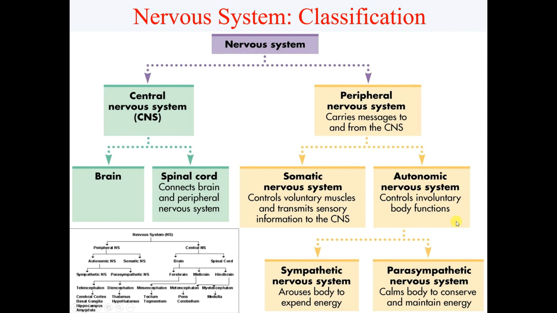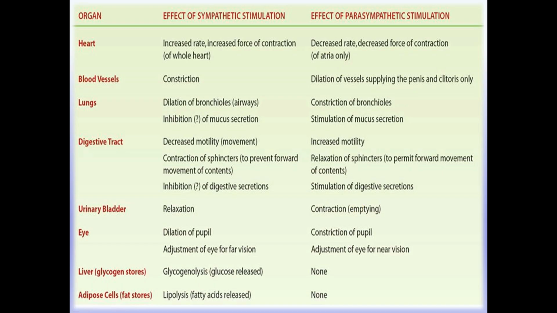And autonomic nervous system itself is subdivided into sympathetic nervous system, which arouses body to expend energy, and parasympathetic nervous system, which calms body to conserve and maintain energy. Today we will talk about sympathetic nervous system. And also I would like to remind you the effects of stimulation of sympathetic and parasympathetic divisions. As we are talking today about sympathetic division, let's take some organ, for example, heart.